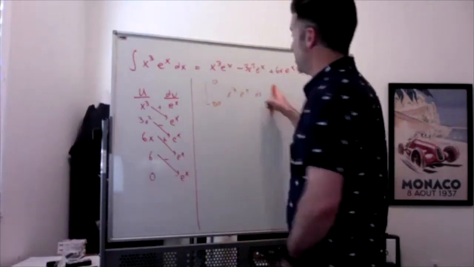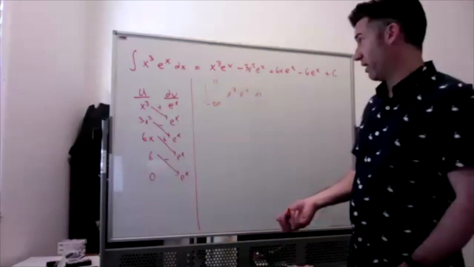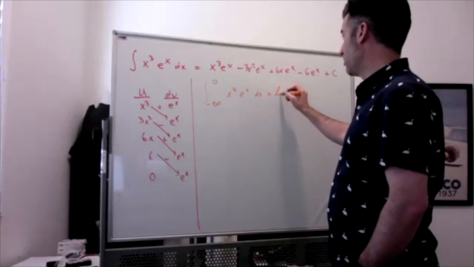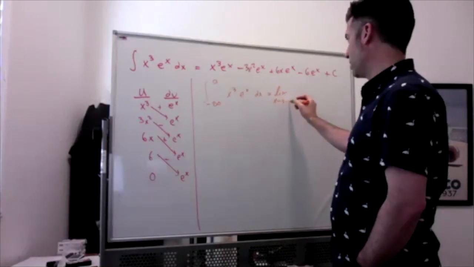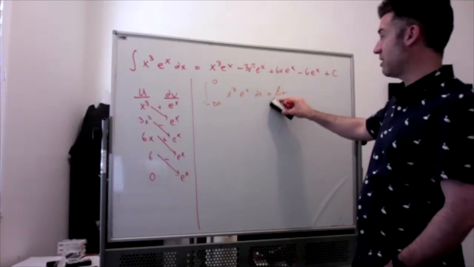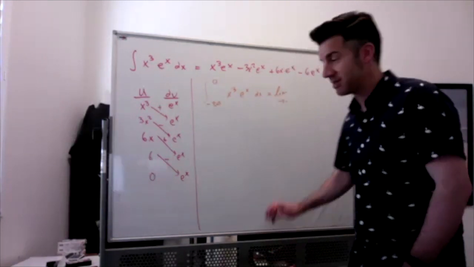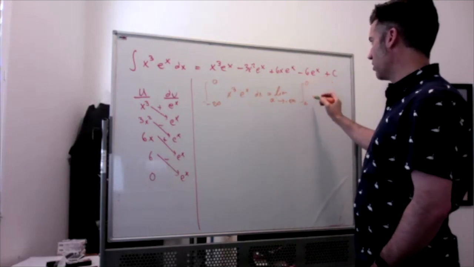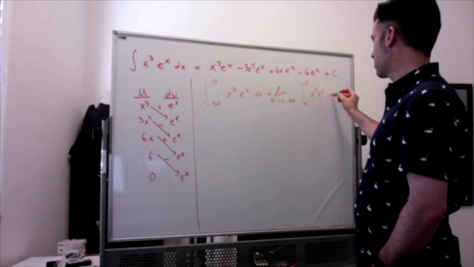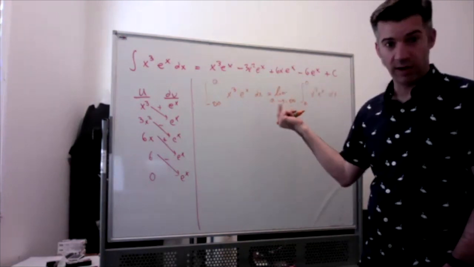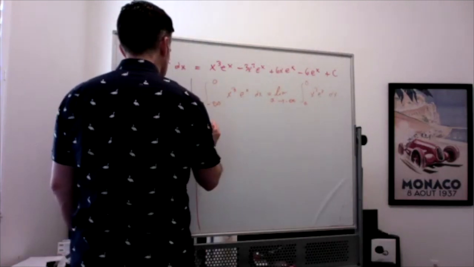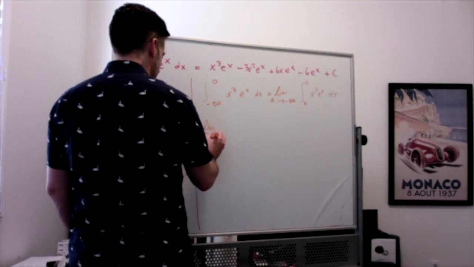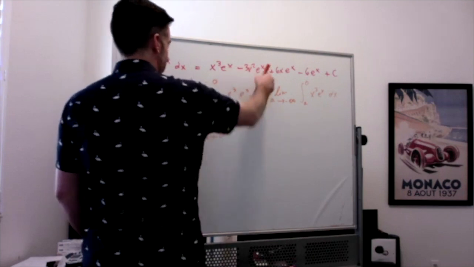So if we had to do this improper integral from negative infinity to 0 of x cubed e to the x, I would start first by writing a limit. So we have the limit as x goes to, sorry, not x, we don't use x, anything else would be fine. Limit as a goes to minus infinity of the integral from a to 0 of x cubed e to the x. Then we would do the integral, which we have already. So this is equal to the limit as a goes to negative infinity of this whole thing here.